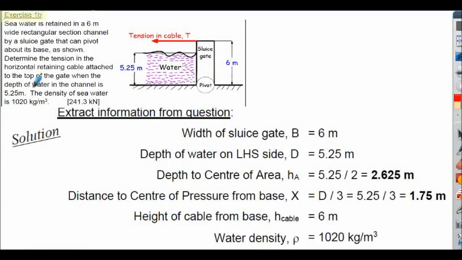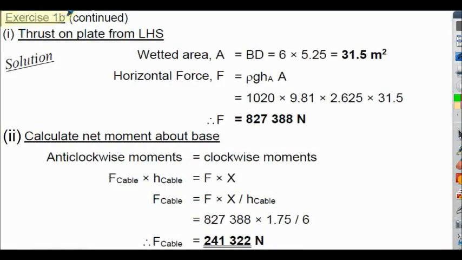So exercise 1b, here's the commencement of the solution. I'll let you review this at your own pace. Example 1b, solution continued. So here's part 1, calculating the thrust on the plate, this time from water contained on the left hand side of the sluice gate, but the approach is exactly the same.